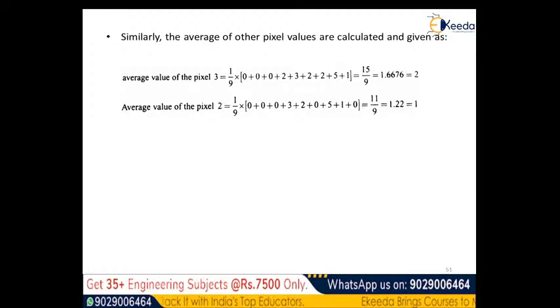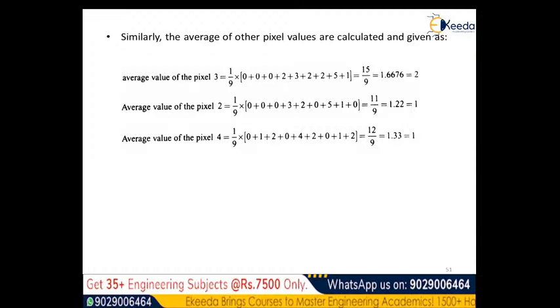So it comes to 1.22. The nearest integer is not 2, it is 1 here. So we have to replace it by 1 here. For the average value of the pixel represented by 4, the addition comes out to be 12 here, divided by 9, we get the value 1.33. Rounding, it will be 1 here.